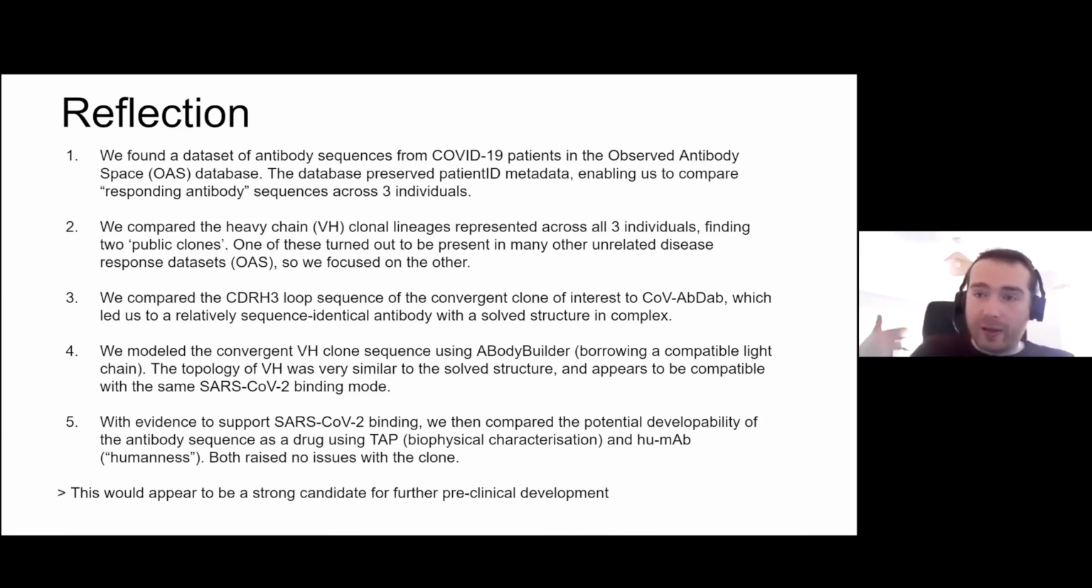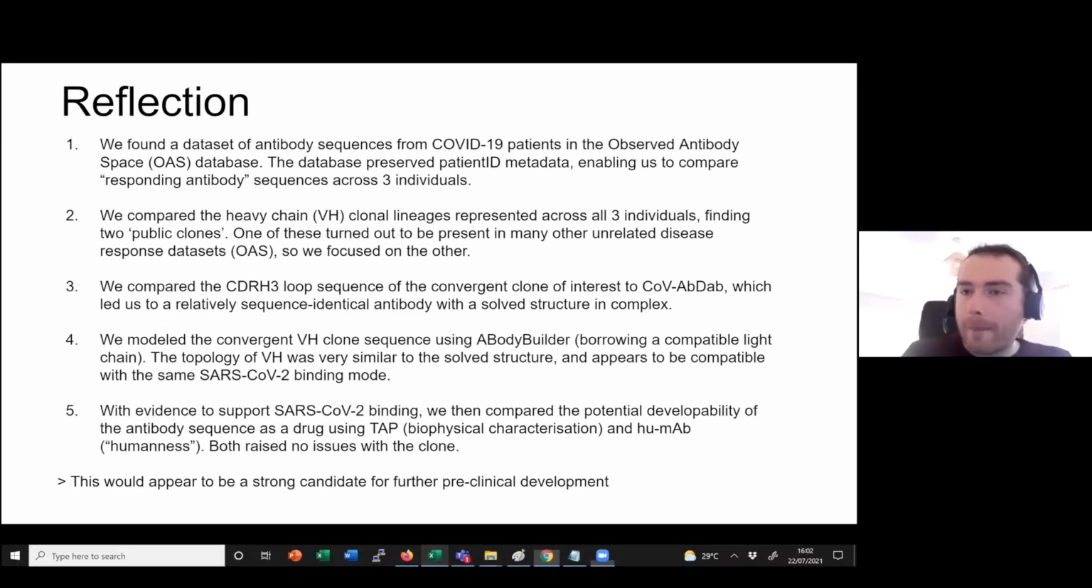And then further thinking about, once again, we need to make mutations to this sequence in order to make it an optimal binder. We were then able to use HUMAB in order to assess the humanness of our sequence. And in this case, HUMAB raised no issues with this particular clone. That was quite fortuitous. And so with all of this sequence-based and structural-based information taken together, along with these considerations of developability, what we've arrived at in a relatively short space of time is what appears to be a very strong candidate for further preclinical development. So next slide, Matt.